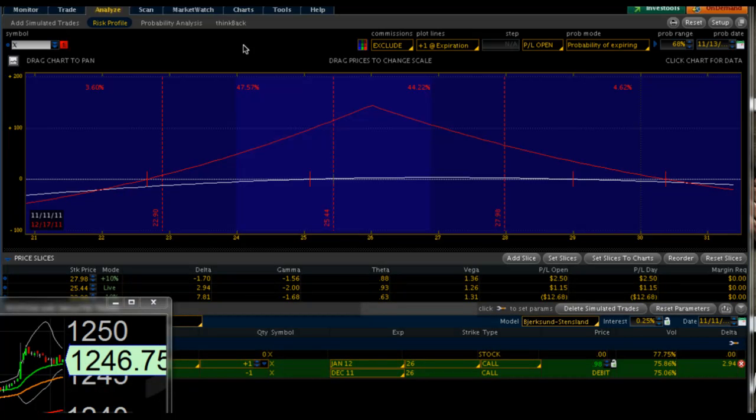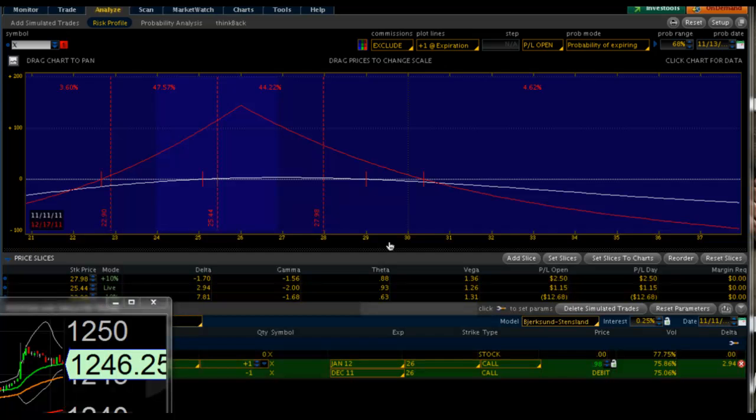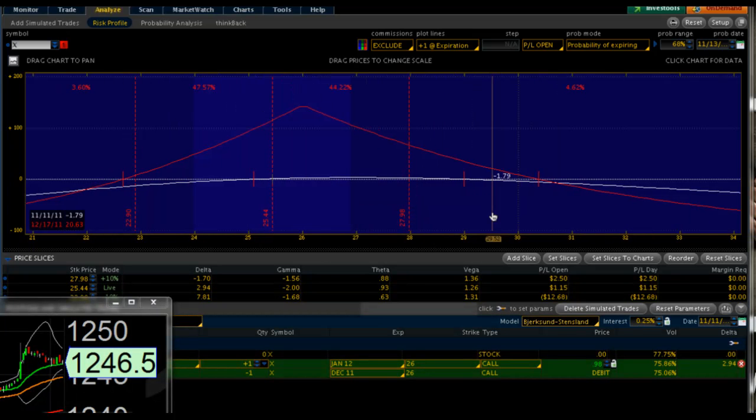Now, there are ways to make adjustments in your calendars. So, and this probably really blew people's minds. Let's say the stock runs up to $30. It's getting close to your expiration. Okay, so it runs up to $30.